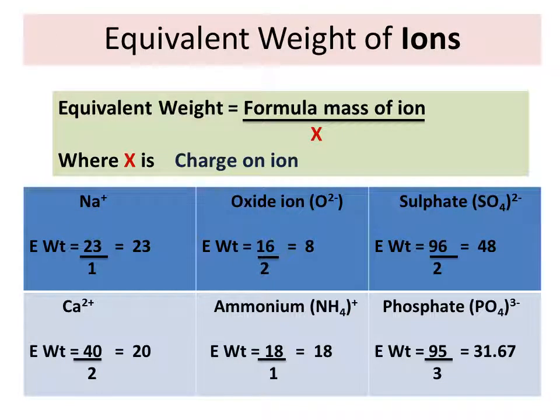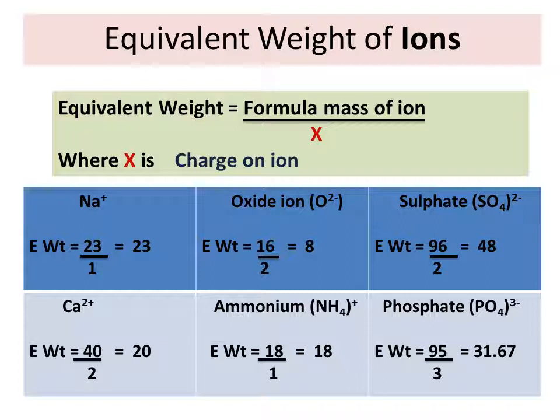Now let us apply this to ions. So how are we going to find out equivalent weights? Equivalent weight, we all know, is formula mass of ion upon X, the valency factor X. And what is X? X here is the charge on the ion. So let us apply to simple systems of ions.